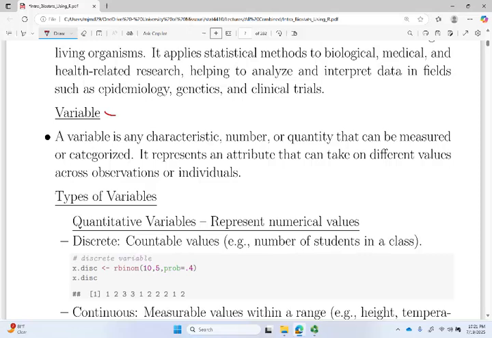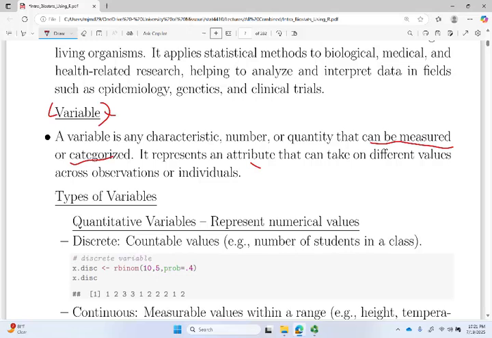Now, a variable, very generically, is something that you can measure. It can be measured or categorized, and it represents an attribute that can take on different values across observations. So if we want to look at the height of college students, then height is our variable. And when we observe a student, we can measure it, and that's what we've collected. So the variable is very generic.